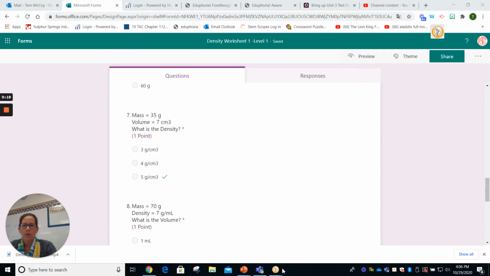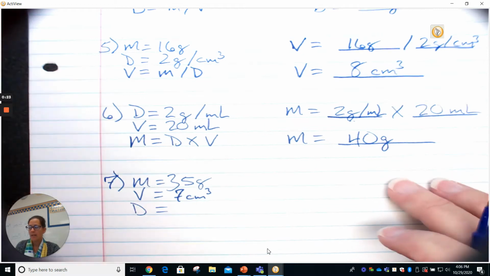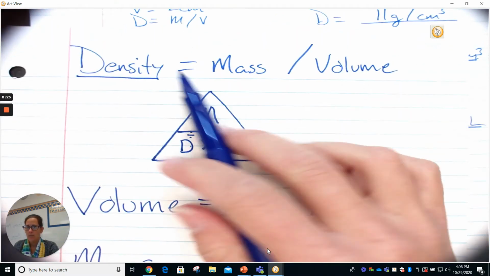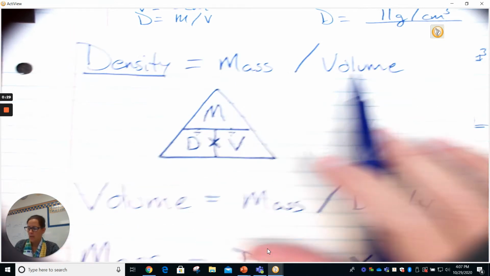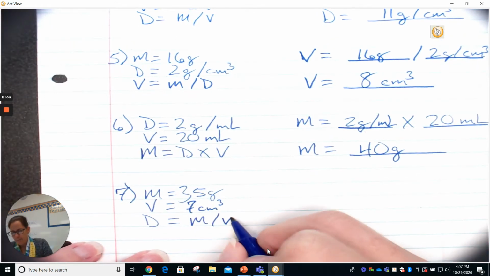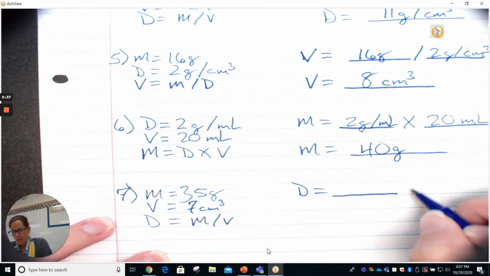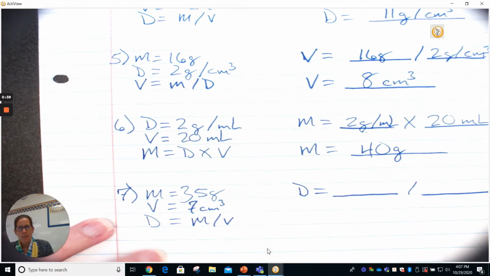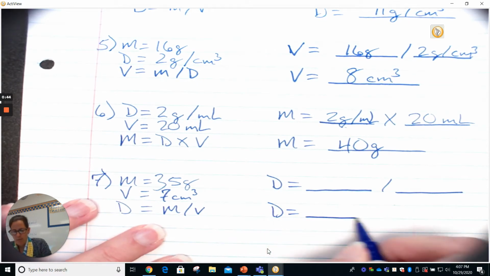So let's go back to our camera, and we'll look at our notes, and we want to find density. So density equals mass divided by volume. So we'll put that right here. Density equals mass divided by volume. I'm going to come over here and have my D equals and give myself a couple lines for my mass and my volume. And then down here, D equals, and this will be my answer.